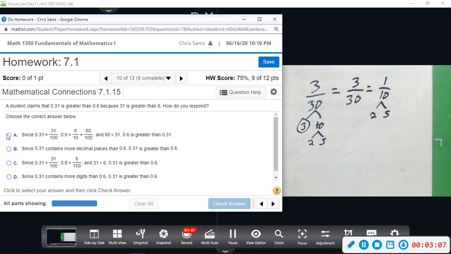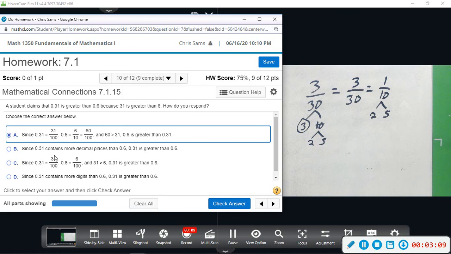That looks really good. This contains more decimal places. Nope. Since this is this and 0.6 is 6 over 100. Nope. So looks like A.